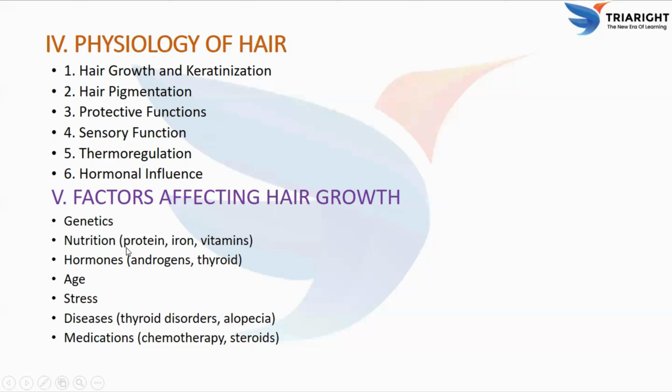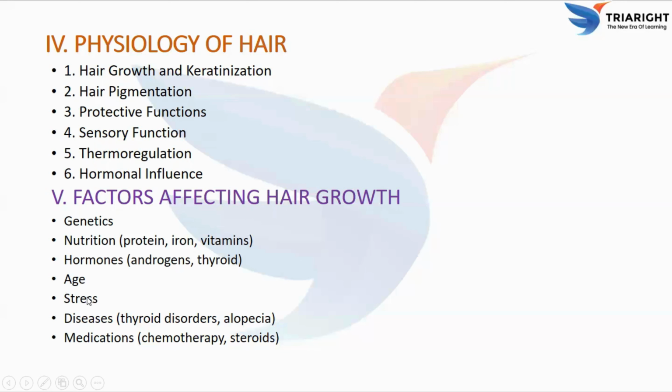Coming to nutrition, hair requires nutrients for healthy growth, right? It requires protein, iron, vitamins, and also zinc for the growth. Nutritional deficiencies commonly cause hair fall, and hormones like androgens and thyroid can affect hair follicles strongly. Next, coming to age, growth rate slows with age. Hair becomes thinner, less pigmented and drier. And then stress: stress pushes hair into telogen phase again, causing telogen effluvium. This results in hair fall.